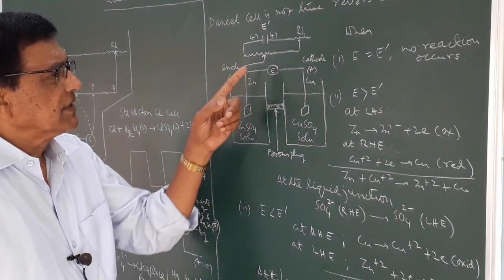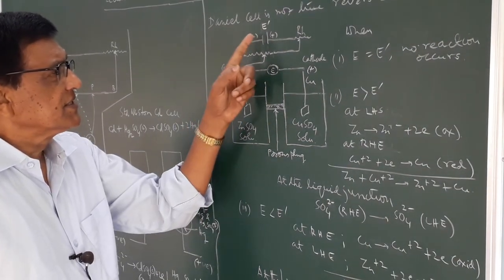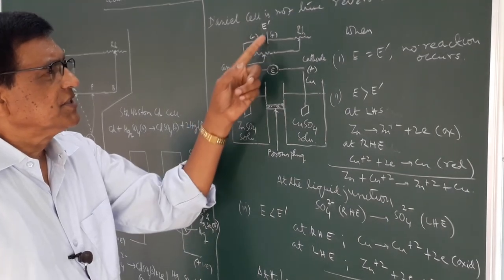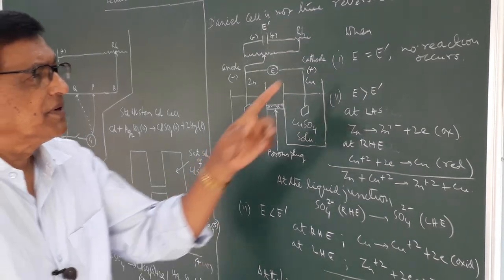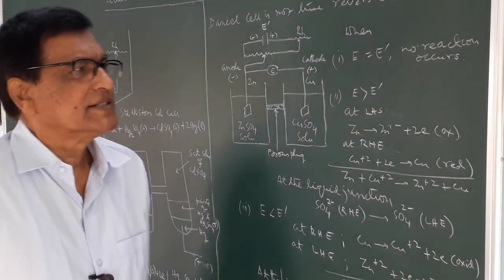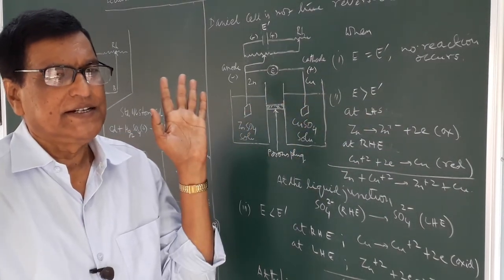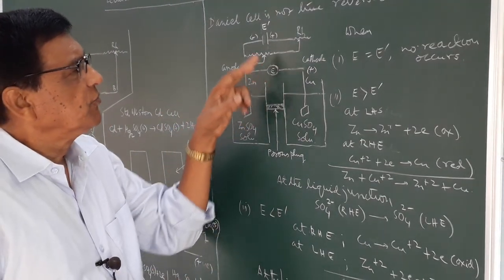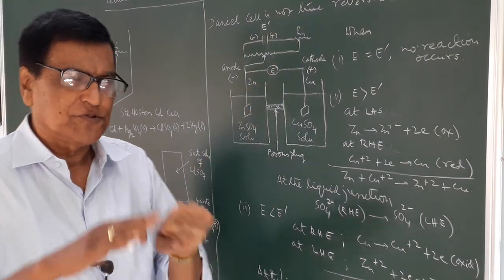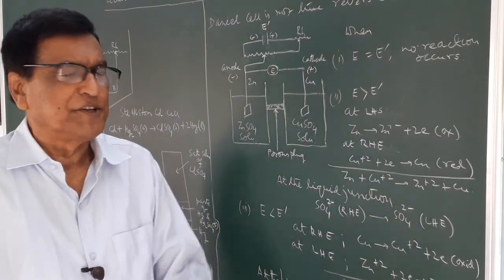Negative is connected to negative, which means these two are connected in opposition. So whenever E equal to E dash, no reaction occurs, means the driving force and the opposing force are compensated.